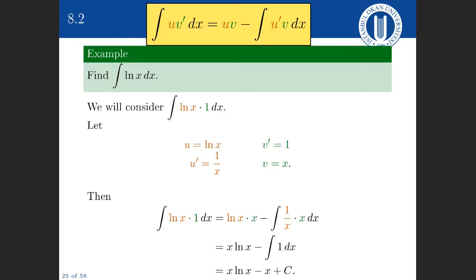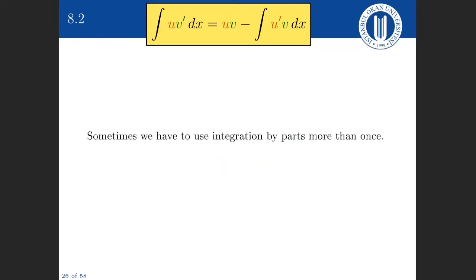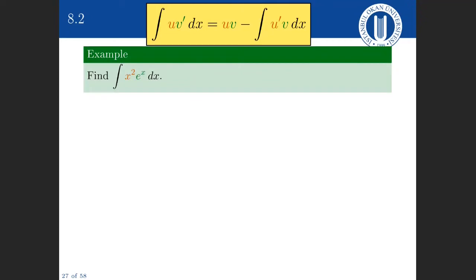Let me move on to the next example. Sometimes we need to use integration by parts more than once to calculate an integral. For example, find the integral of x squared e to the power x dx. I'm going to let u be x squared, and I'm going to let v prime be e to the power x.